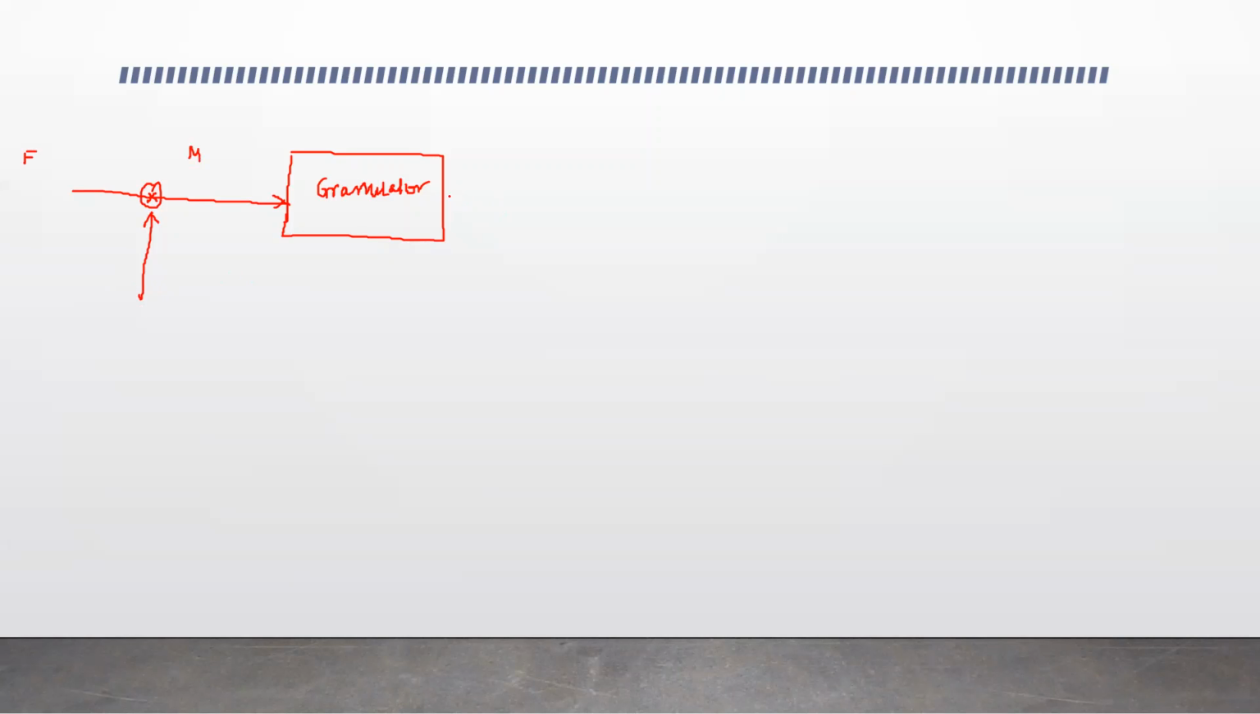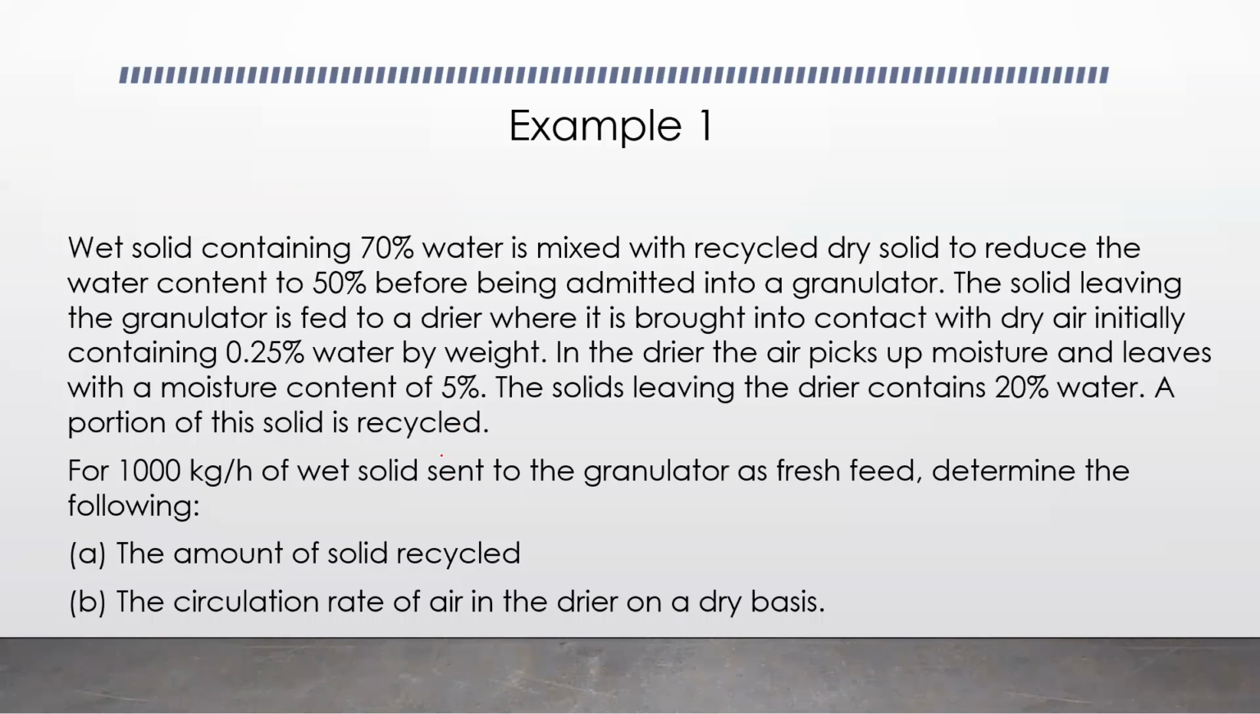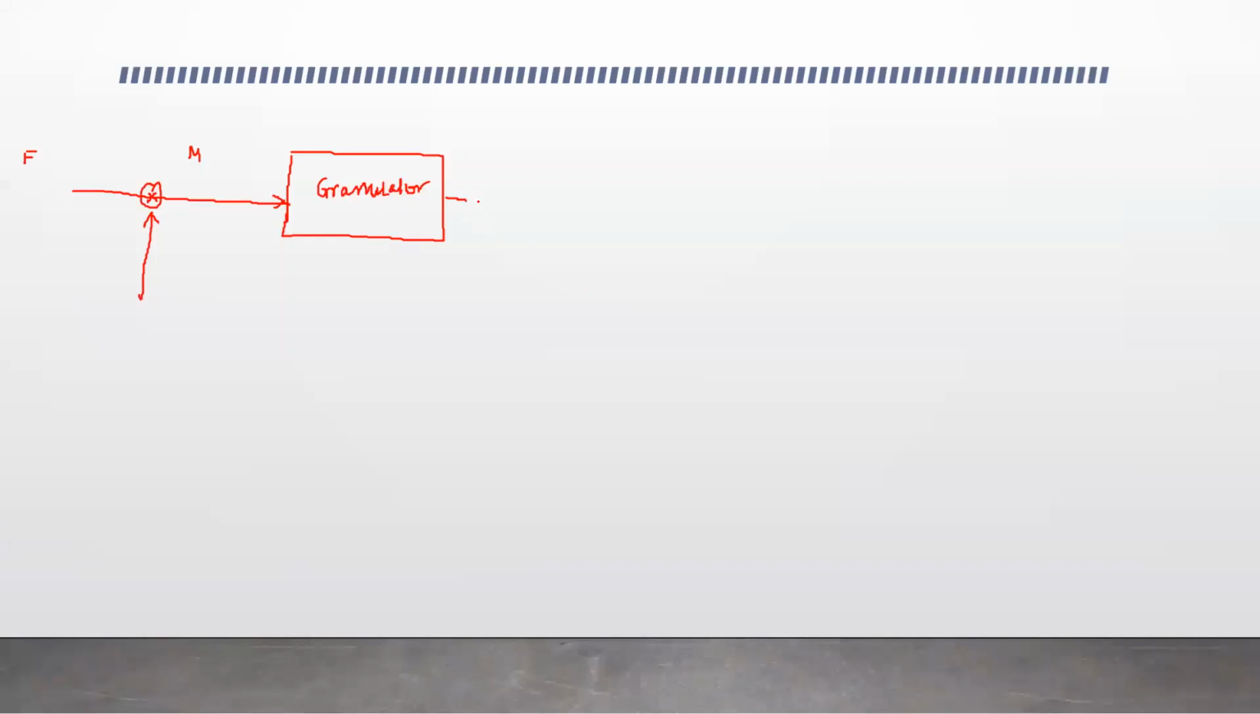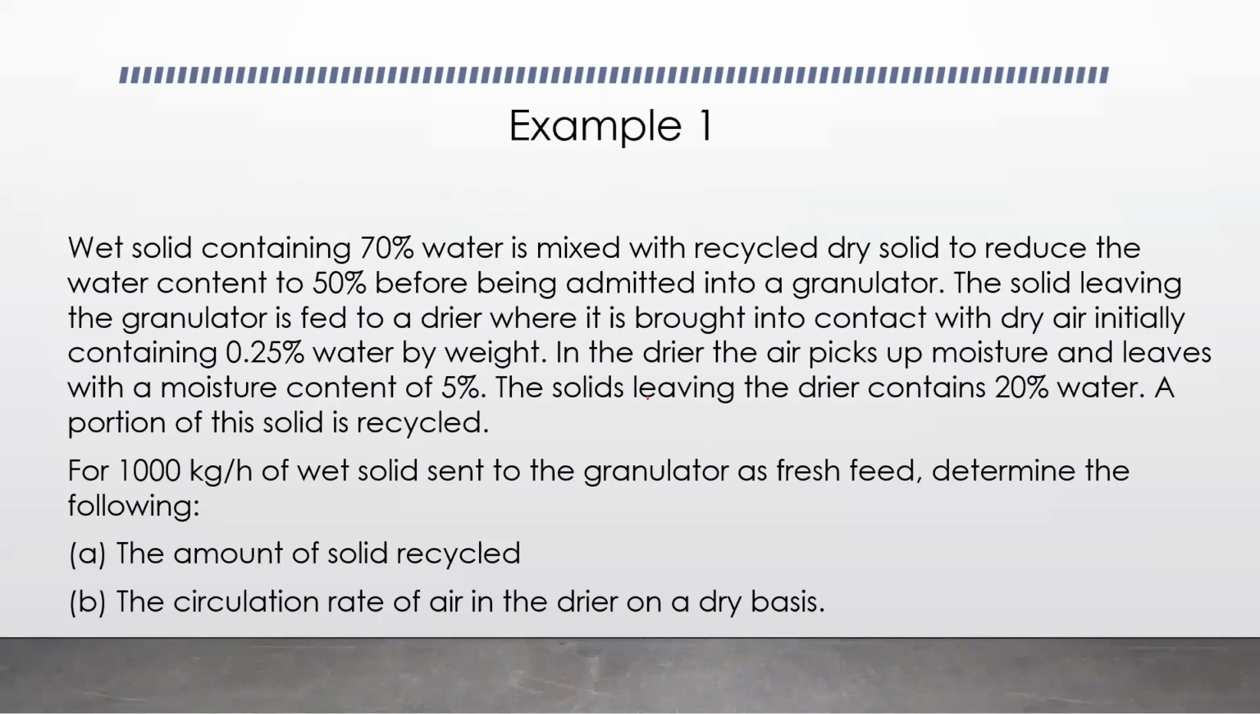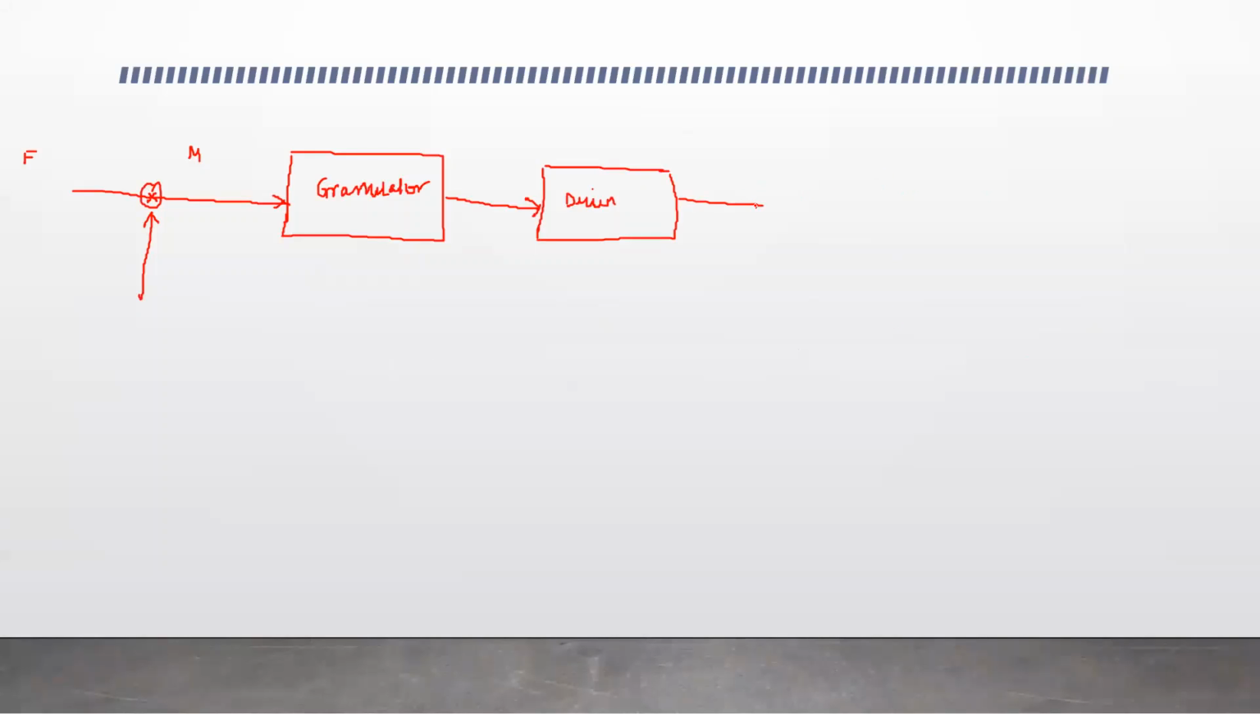The solid leaving the granulator is fed to a dryer, so it is being added to a dryer over here, and from this dryer, where it is brought in contact with dry air initially at 0.25% water by weight. Air picks up moisture and leaves with a moisture content of 5%. The solids leaving the dryer contain 20% water. So here there are solids that are leaving the dryer.